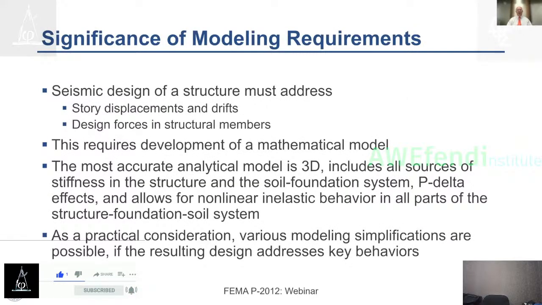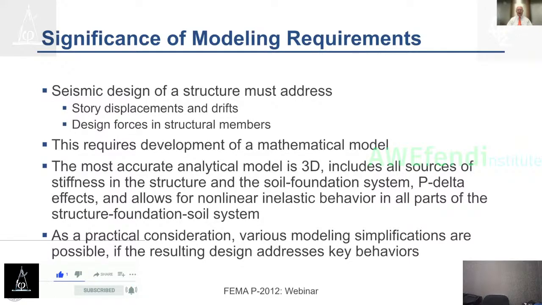So now let's talk about the significance of the modeling requirements that you do find in ASCE 7-22. There's a reason that each of those requirements exists. Frankly, there's a reason that each word in each of those requirements exists. We're not going to read it together carefully word by word, but we will draw your attention to some important considerations. We do have to think about story displacements and drifts. We need to identify design forces for members. That's just part of our design process.